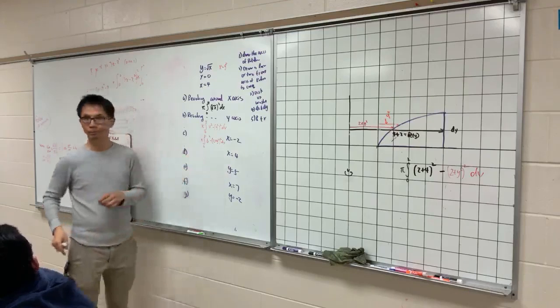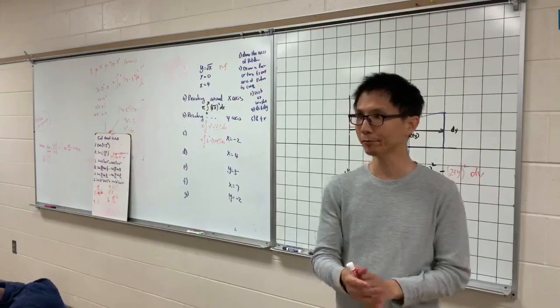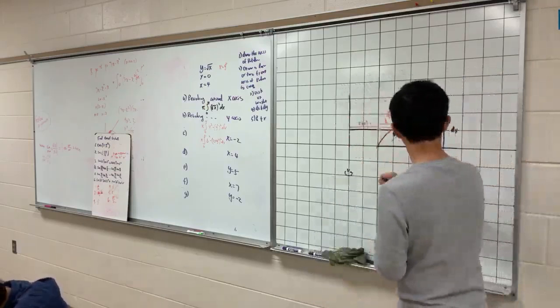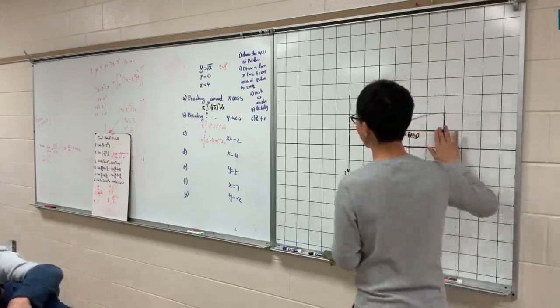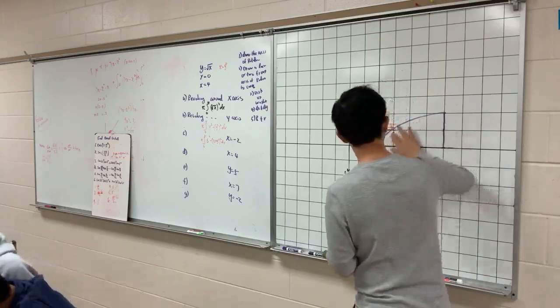Okay, D. x equal to 4. Now this one is going to be more challenging. x equal to 4, revolving around x equal to 4. Now this is where most people are going to get it wrong.